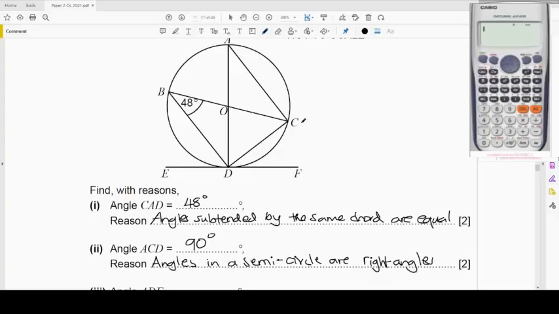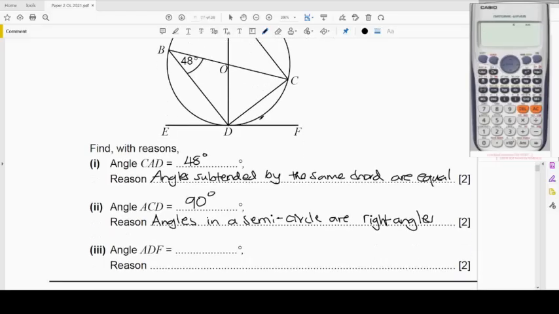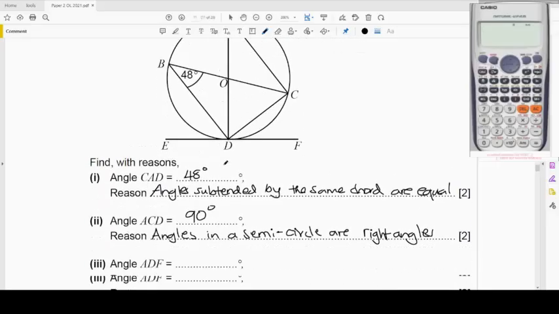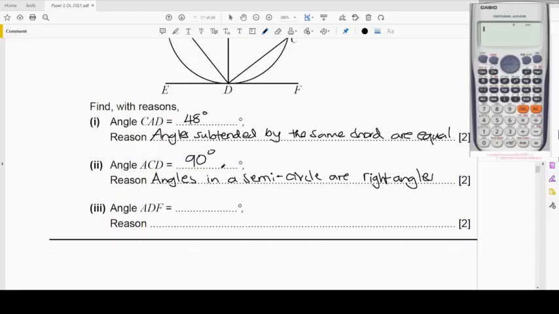Okay, so as long as the chord that you use to subtend the angle is a diameter, then the angle you form at the top there will always be 90 degrees. So the same thing over here: this angle BDC is also 90 degrees because it has the chord there, which is a diameter. Then ADF, this angle here, is also 90 degrees.